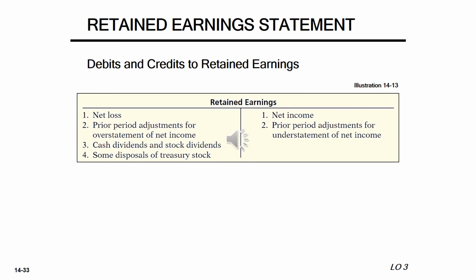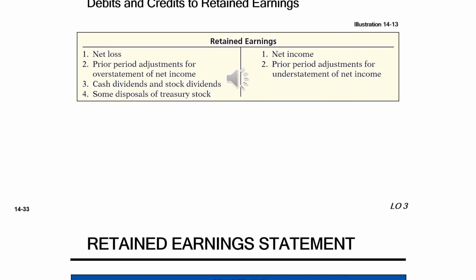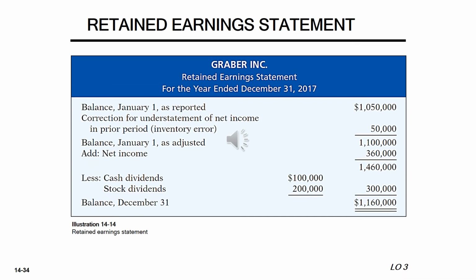Retained earnings also could be debited for cash dividends and stock dividends when we give out some dividends to our investors, and it could be debited for disposal of treasury stocks as well. If we understand the debit and credit rules that we just mentioned earlier for retained earnings accounts, it makes it easier for us to represent our retained earnings statement.